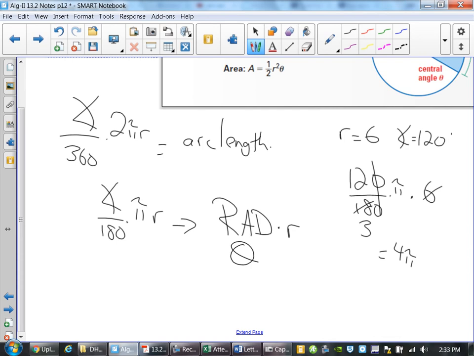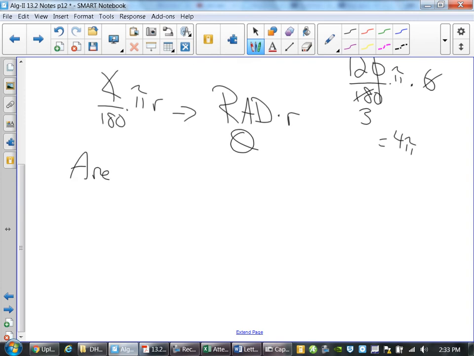Okay. And then if I want to find the area of the sector, the area of the sector was central angle over 360 times 2 pi r squared. Well, isn't that just radian times r squared? Yep. Oh wait, wasn't there something else in there? There was like a half, I thought. One half. Yes, there is one half. So then we don't do this anymore. We do 1/2.